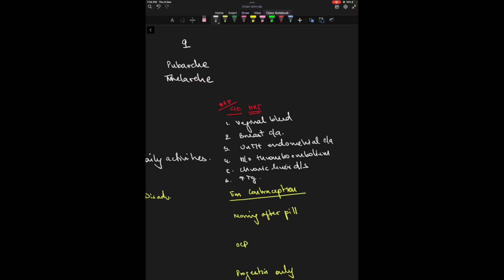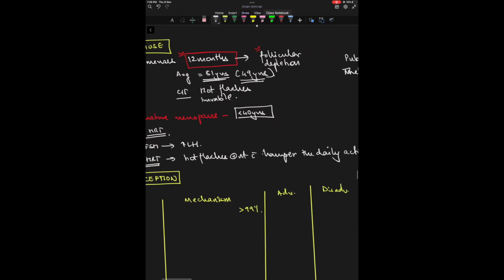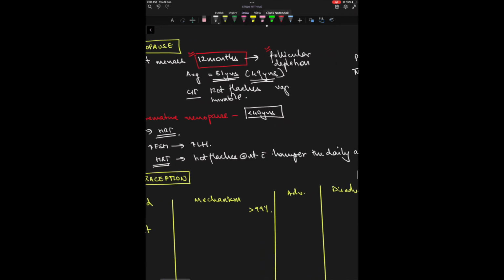Apart from HRT, what else can be prescribed? We can give SSRIs and SNRIs, clonidine, gabapentin. They have also been shown to reduce the frequency of hot flashes. Then, if there is vaginal atrophy, for that we prescribe topical estrogen creams.